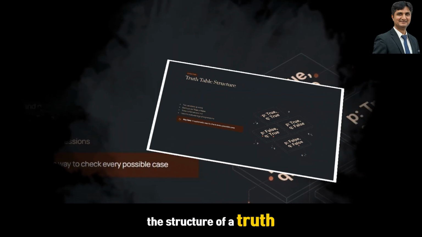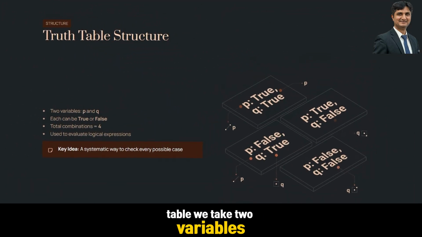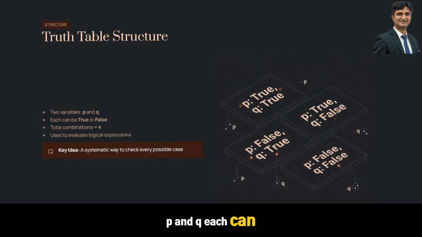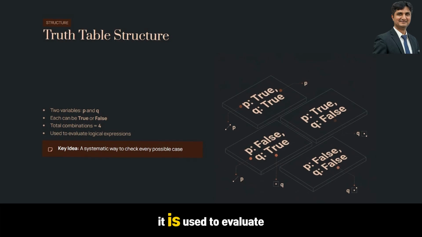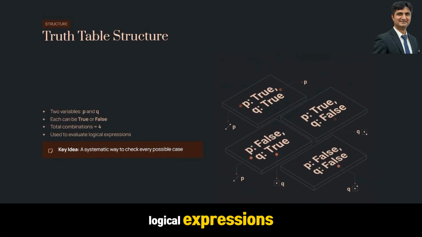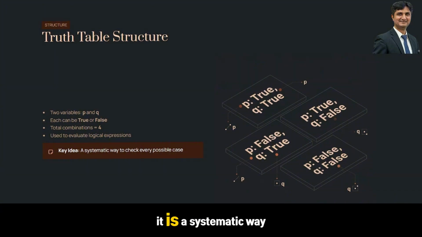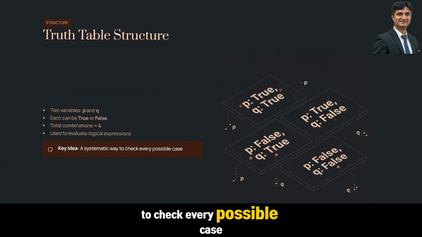Now, the structure of a truth table. We take two variables, P and Q. Each can be true or false. So the total combinations are 4. It is used to evaluate logical expressions. Key idea: it is a systematic way to check every possible case.